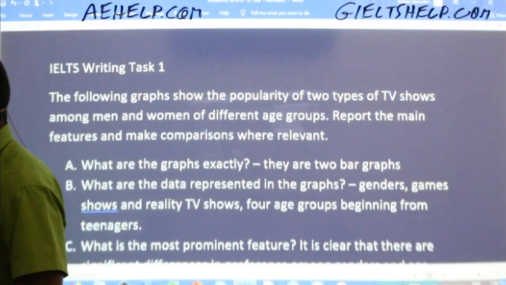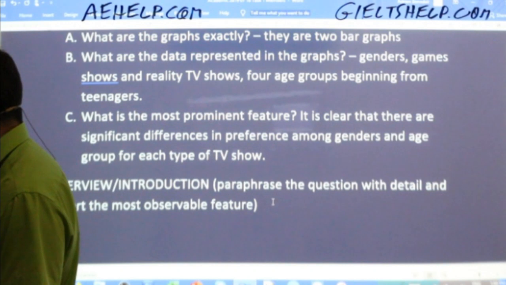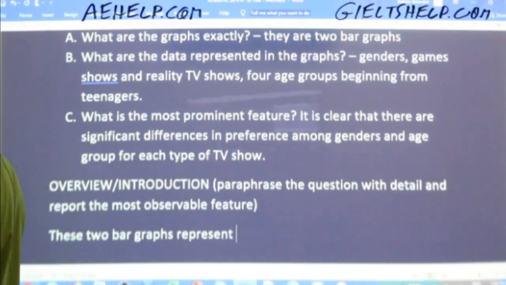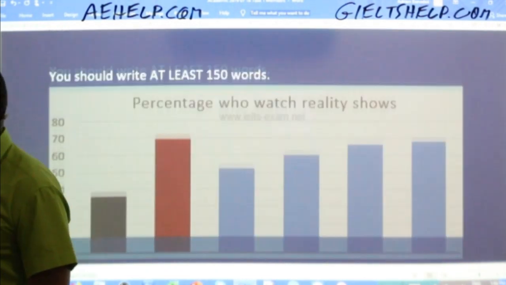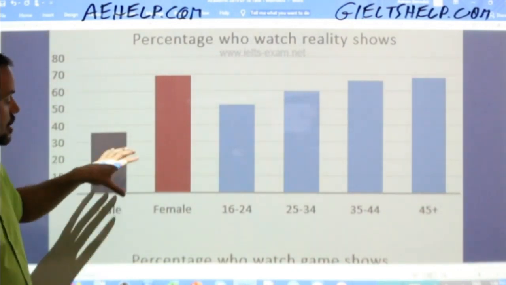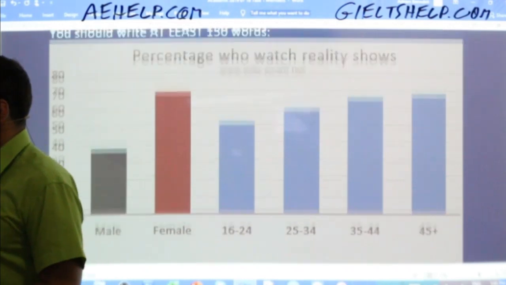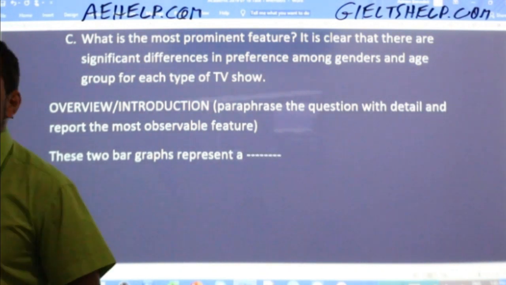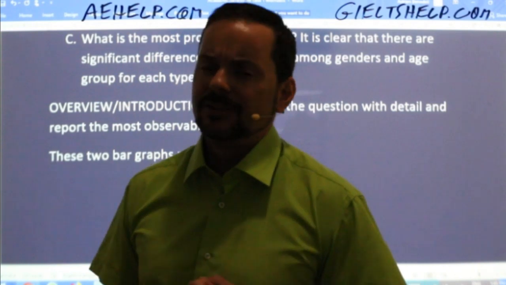I'm glad that's clear. So all I'm going to do, just to show you this, is basically rewrite my answers to what I just wrote there. So these two bar graphs represent a, what is that called when we're showing the connection among data? So when I'm showing the connection among genders, age groups, type of TV show, what kind of data am I connecting here? And what is the word or the vocabulary for that connection? Again, vocabulary for graphs and charts in the academic IELTS task 1 is very important.